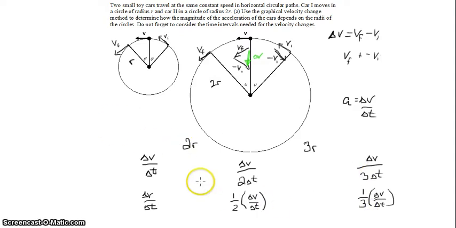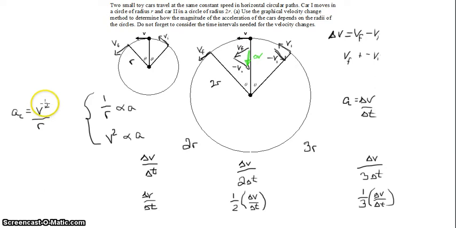Now, if we look at this, as the radius increases, we find that the acceleration is decreasing. So we can state that the radius is inversely proportional to the acceleration. Now, if we take the idea from the prior video that the speed squared is proportional to the acceleration, we can combine these two. In combining them, we find that the acceleration for an object traveling in a circle is going to equal v squared over r, where this is the speed squared divided by the radius of the circle.